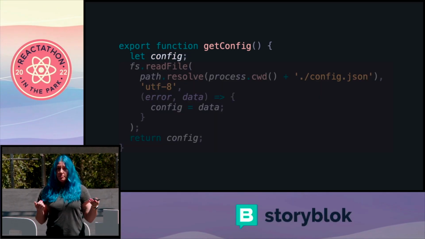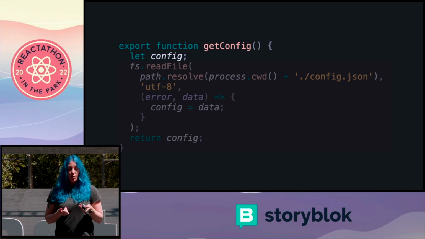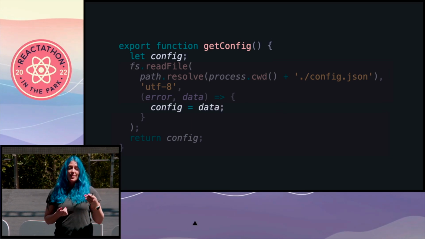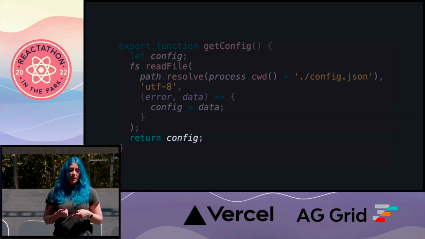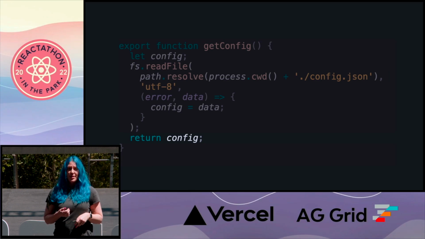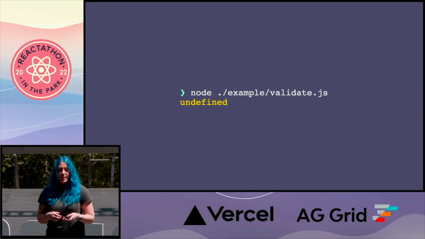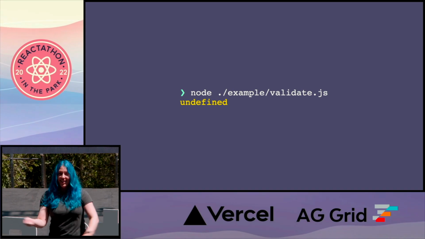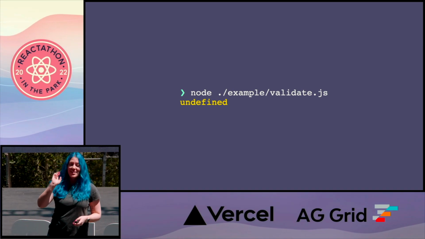So let's do that. Let's create a new variable to hold the config. We're going to assign the data to that config. And then we're going to return this. And of course, when we run this, we get undefined. Okay, we still get undefined.